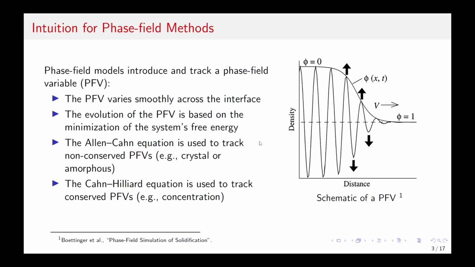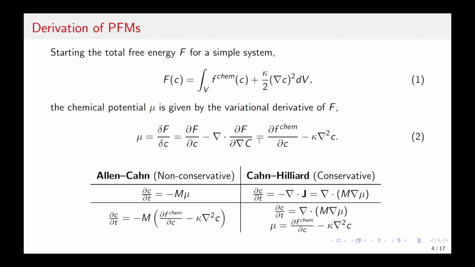So whenever you want to describe a new system, you write down the energy and then you take the variational derivative. Typically you would use the Allen-Cahn equation for non-conserved phase field variables, like whether or not it's crystalline or amorphous, and you use the Cahn-Hilliard equation for conserved phase field variables. So in this case, it would be concentration or volume fraction.